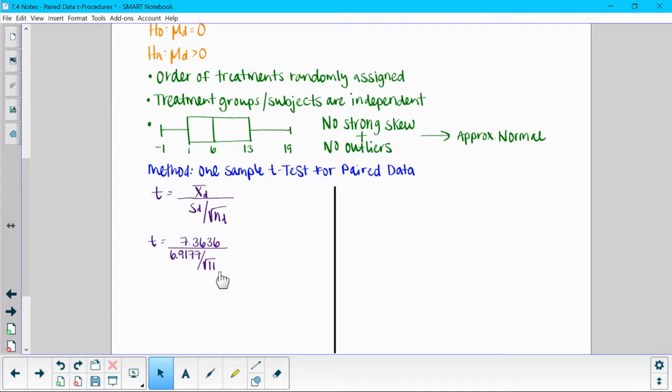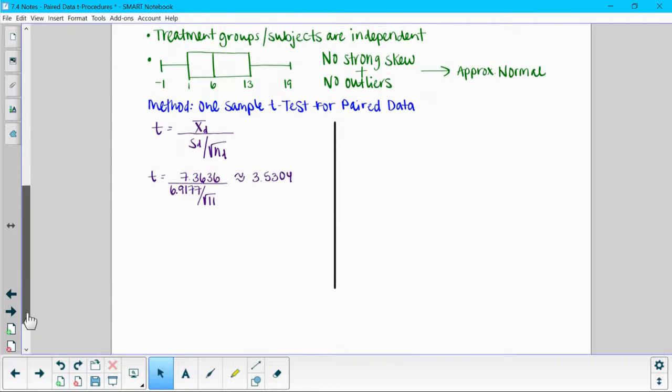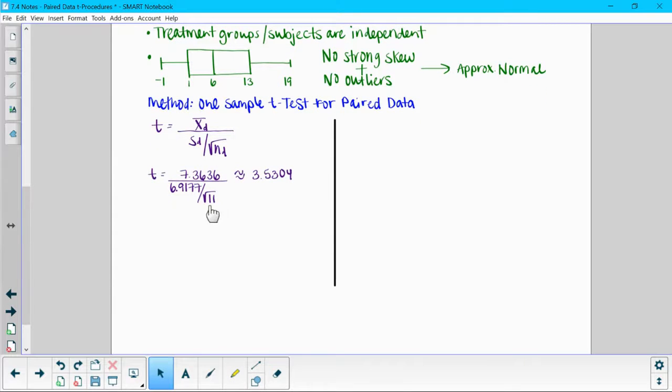Plug this into my calculator. Be careful. Remember, this is standard deviation over square root of sample size. I get approximately 3.5304. Now that I have my t-statistic, I need to get a p-value. So I always like to sketch a picture. Remember, your direction is based on your alternative hypothesis. I am saying this is greater. My mu of d is greater than 0. So I want to shade everything above my t-statistic.